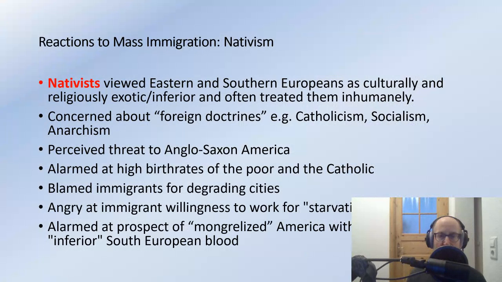So we have a whole host of reactions to this flood of immigrants. You have nativists, and nativism is rising in America again. And they thought that Southern and Eastern Europeans could never assimilate, that they were too susceptible or too indoctrinated with Catholicism or socialism or anarchism, and they were always going to be a threat. The nativists were particularly alarmed at the birth rates of the Catholics. They thought that the Catholics were going to take over.